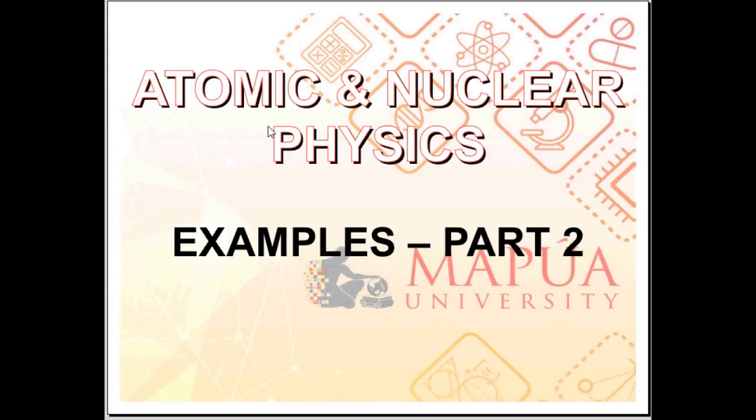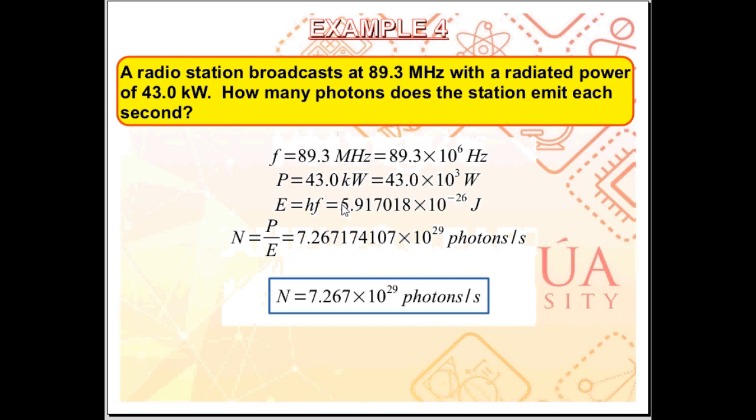Atomic and Nuclear Physics. In this video, we'll discuss examples part 2. Consider the following example. Example number 4. A radio station broadcasts at 89.3 megahertz with a radiated power of 43.0 kilowatts. How many photons does the station emit every second?